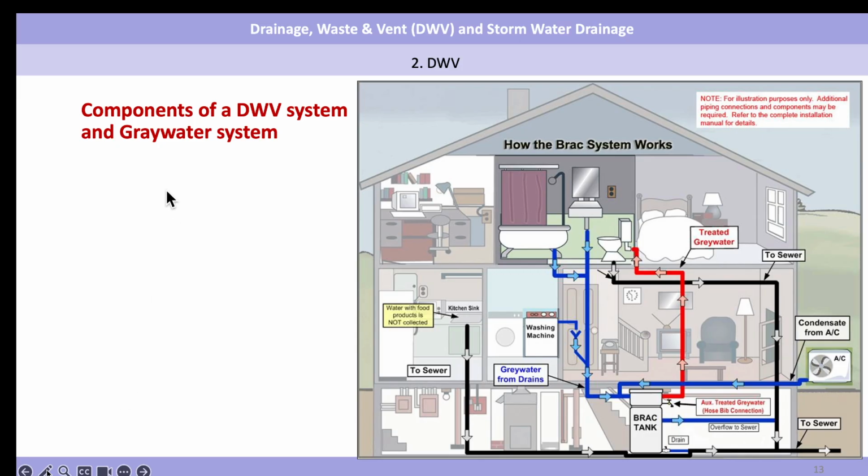Let's see the components of the DWV. So again, gray water. What is gray water? Washing machine, like clothes washer, laundry, bathtub, air conditioning. Okay, we can remove the water and then recycle it for use. And wastewater: toilet, kitchen sink. Okay, and then we remove them to the public sewer mains.